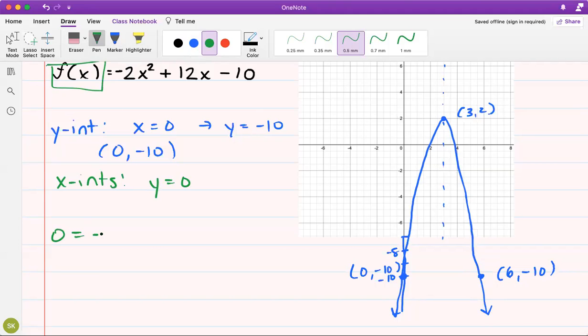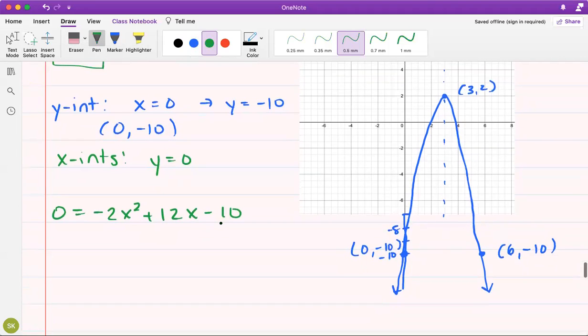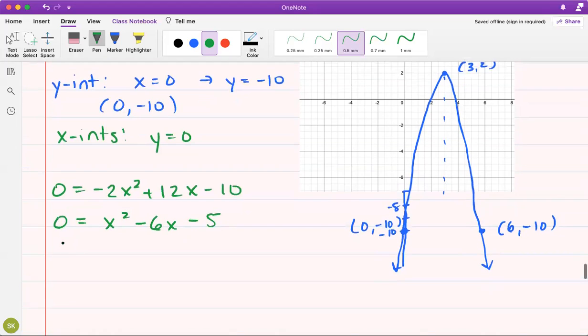So 0 is equal to negative 2x squared plus 12x minus 10, and then we factor it. Notice that there's a greatest common factor. We can divide every single thing by negative 2. So let's do that, including 0. So 0 divided by negative 2 is 0. This would be x squared minus 6x minus 5. And we can actually factor this. Sometimes you can't factor it, so you would use the quadratic formula. But since this is factorable, I'm going to get x minus 5. I think it's factorable. Let's check.